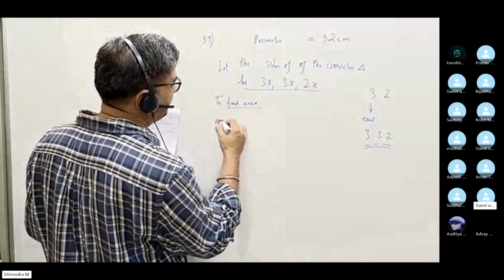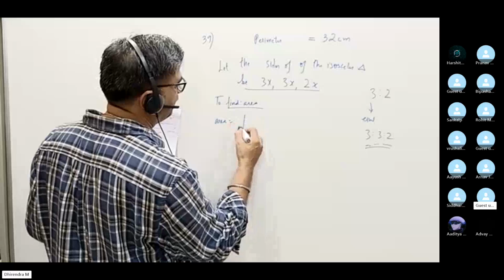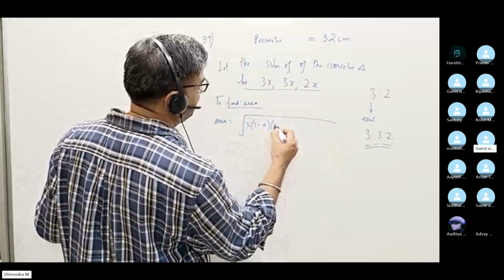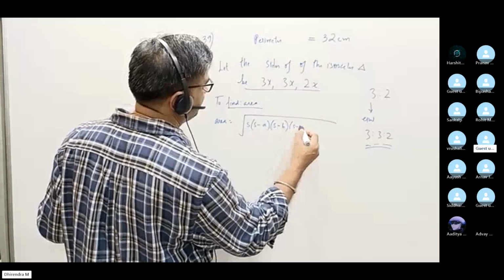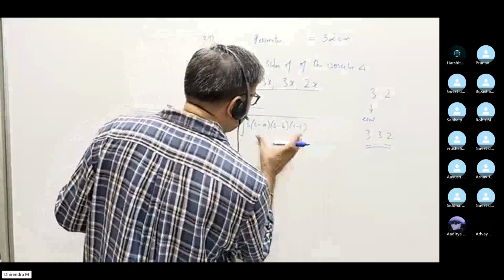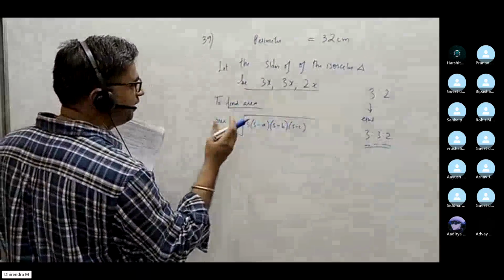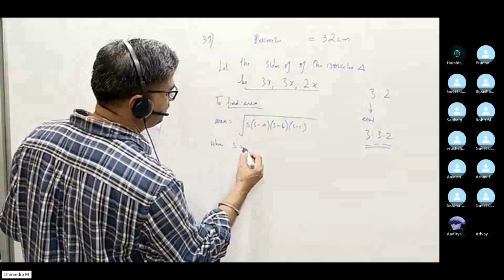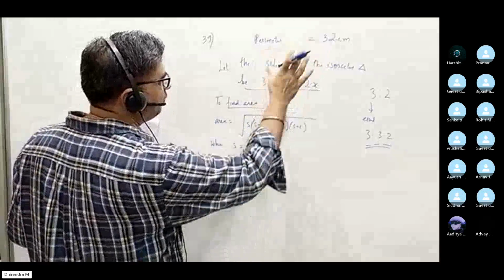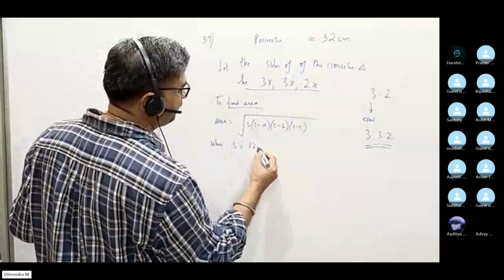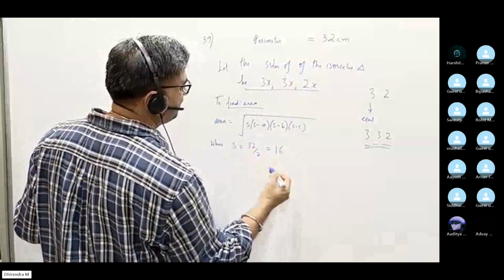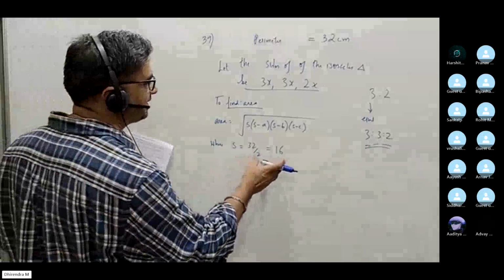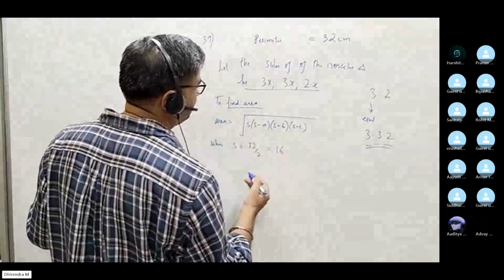To find the area, what is the area by Heron's formula? This is root of S into S minus A into S minus B into S minus C. Don't put everything here in one go. Do it in installments. Where S is the semi-perimeter. Perimeter is already given. Don't waste much time. It is 32/2. Straight away write this as 16. Yes, we already know that this is 16.